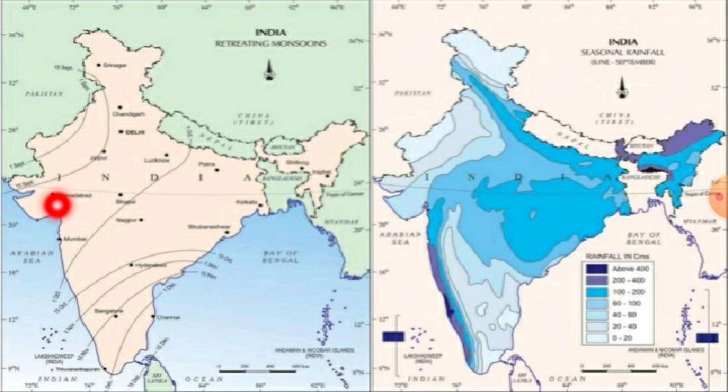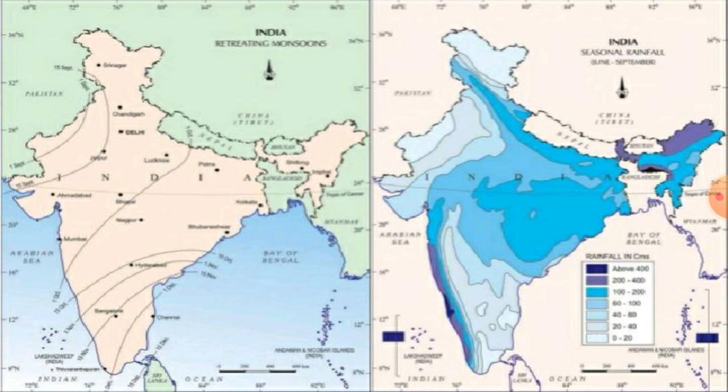By early December, the monsoon has withdrawn from the rest of the country. It goes back. The monsoon has withdrawn from the rest of the country till December.